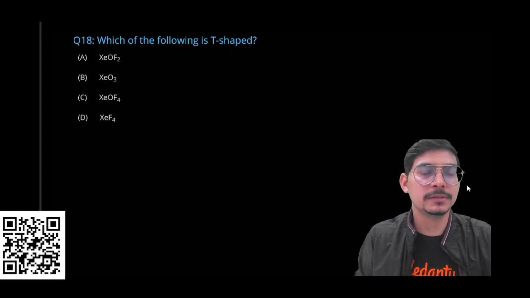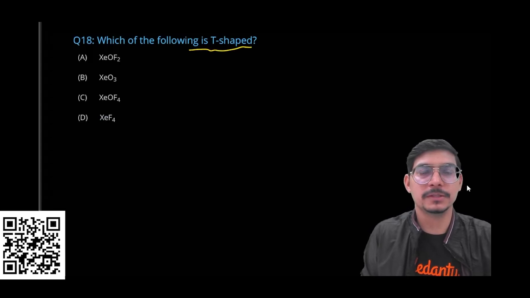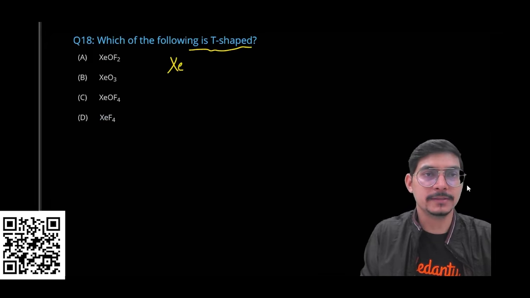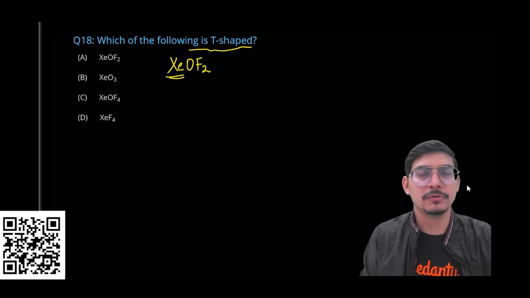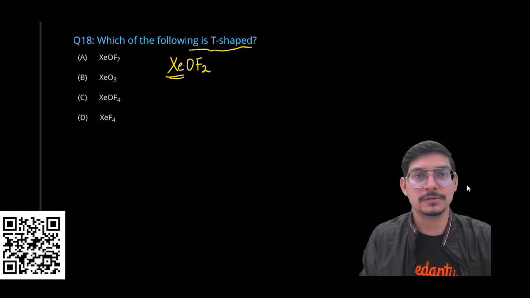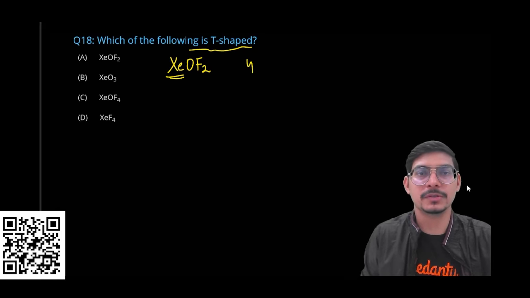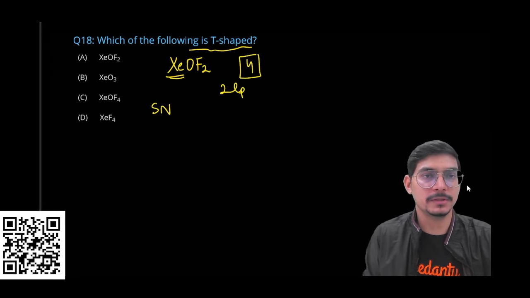Hi everyone. In this question, we have to find out which of the following is T-shaped. So let's start with XeOF2. There are 8 valence electrons on xenon, out of which 2 electrons are shared with oxygen and 2 electrons with fluorine, leaving 4 unshared valence electrons on xenon, which means 2 lone pairs. So the steric number in XeOF2 is the total number of bonded atoms, which is 3, plus total number of lone pairs, which is 2. So the steric number is 5.